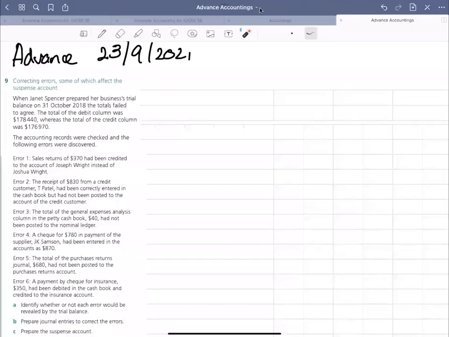So we're going to look at question 9. This one is about suspense account as well. It says when Janet Spencer prepared her business trial balance on 31st October, the total failed to agree. Failed to agree means that there is something that the trial balance has detected.